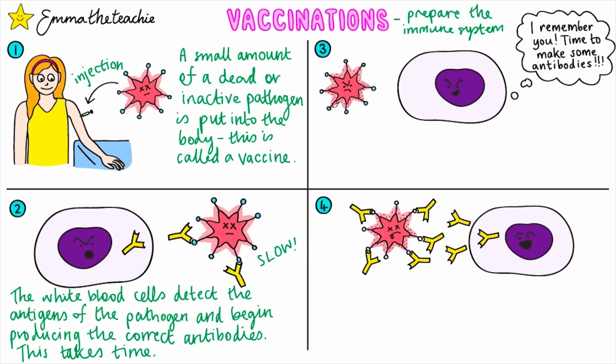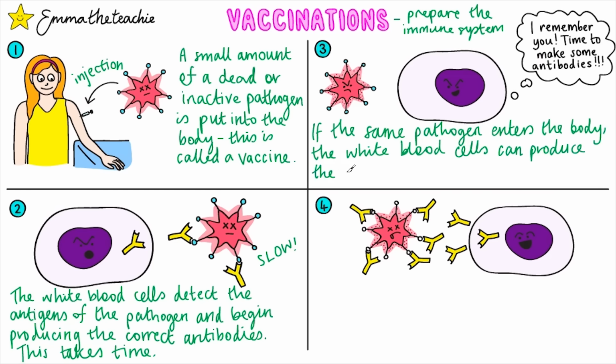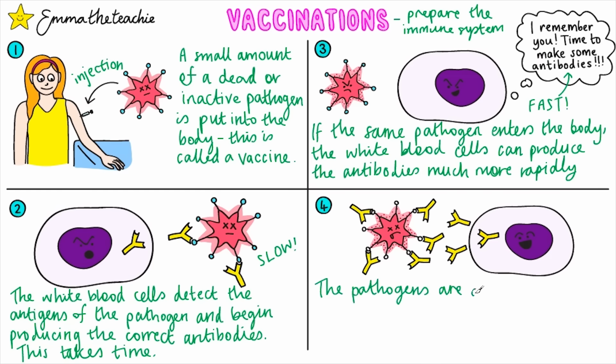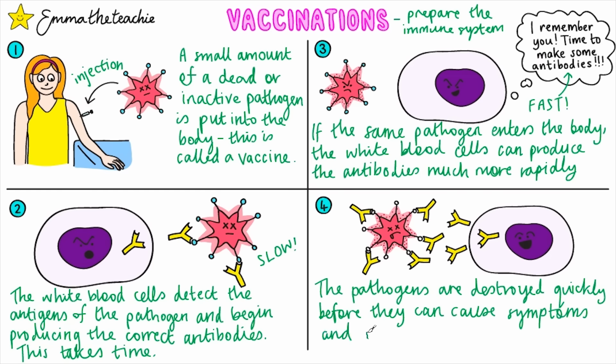But that's okay, because if the real pathogen re-enters the body as the full disease, then the white blood cells can produce the antibodies much more rapidly. This time, it's a fast response. The pathogen will be destroyed quickly before they can cause any symptoms of illness. Vaccinations have saved millions of lives around the world.